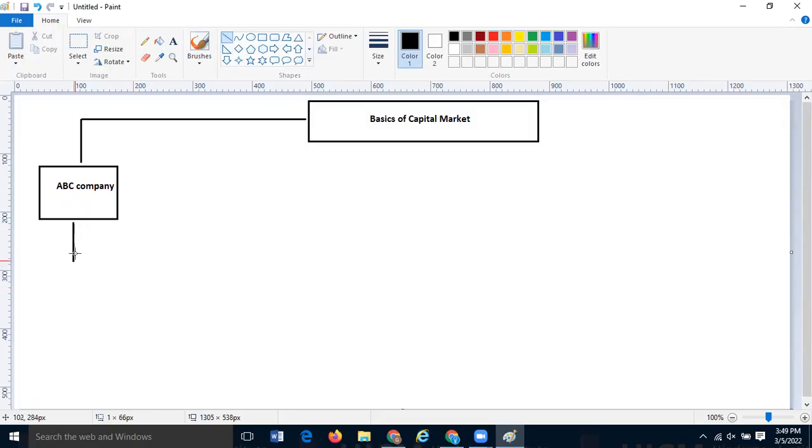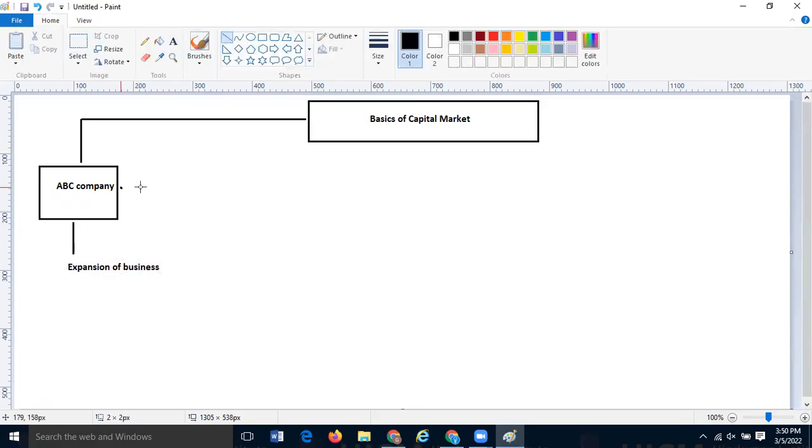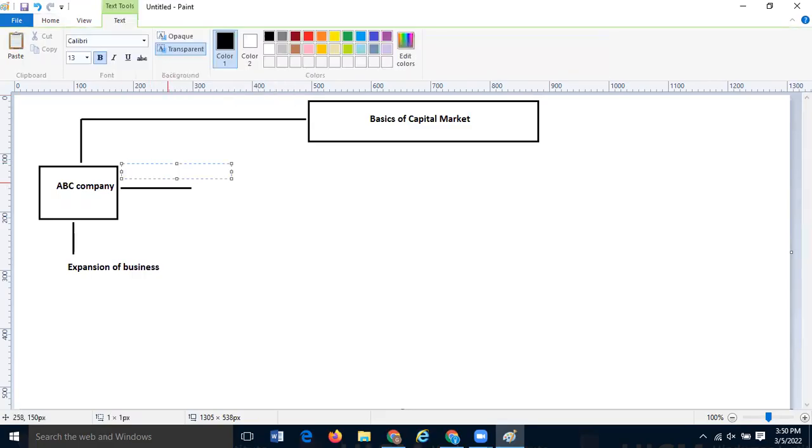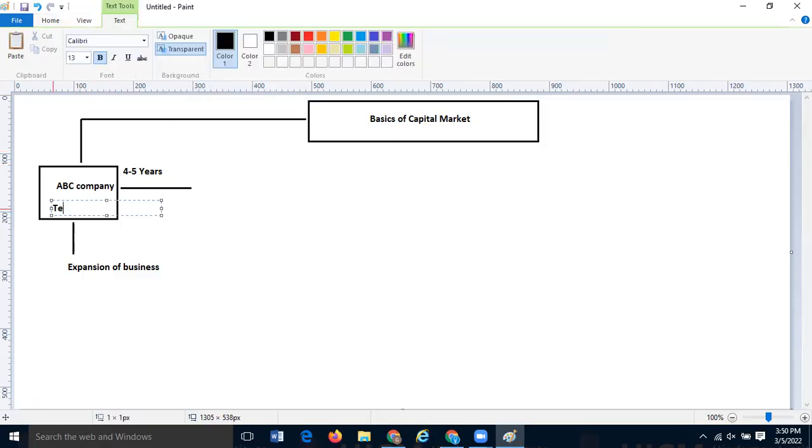Okay, the first need is that he wants to expand the business. Business expansion is required. The need is to raise funds. After a certain point of time, let's say 4 or 5 years, if you ask what business he is doing, we can say he is into the textile business. Let's say he is just selling clothes. So this ABC company is into the textile business.